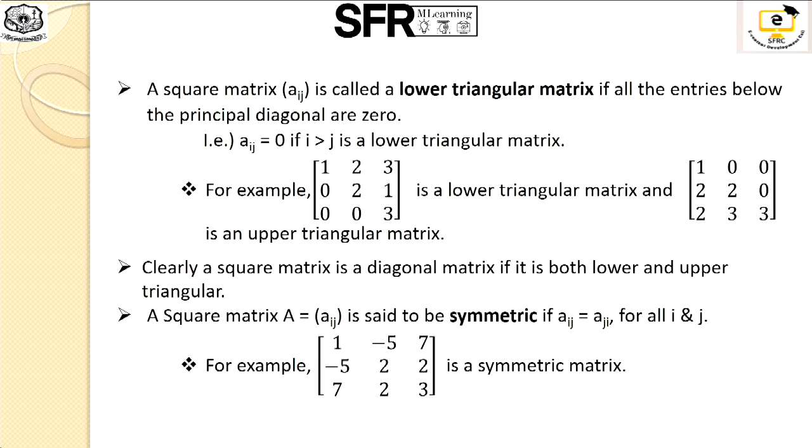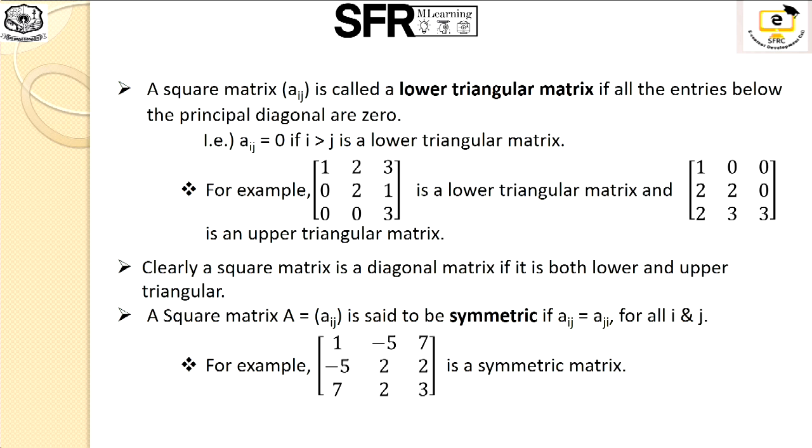Lower triangular means all the entries above the principal diagonal are 0. You can see the example, a_ij equal to 0 if i less than j. Then only it is a lower triangular matrix. Here the examples are given for lower and upper triangular matrices. Below the diagonal all the entries are 0, it is called a lower triangular, and above the principal diagonal all the elements are 0, it is named an upper triangular matrix.